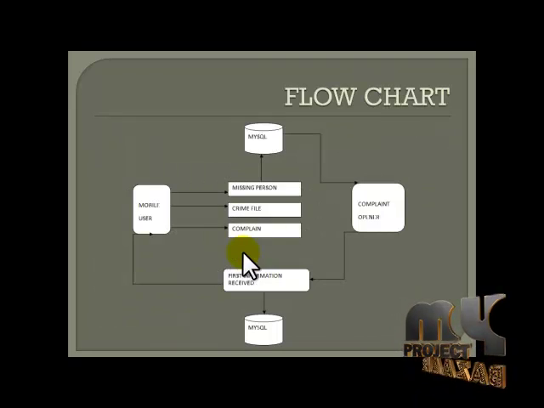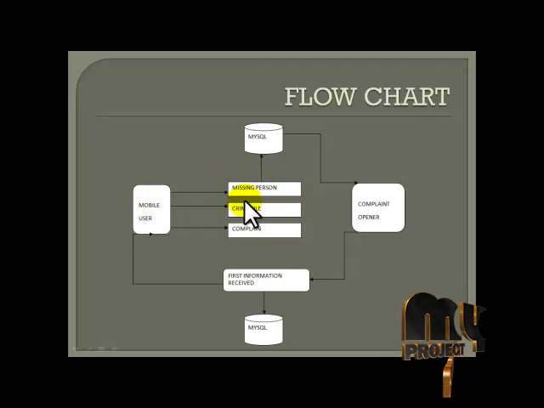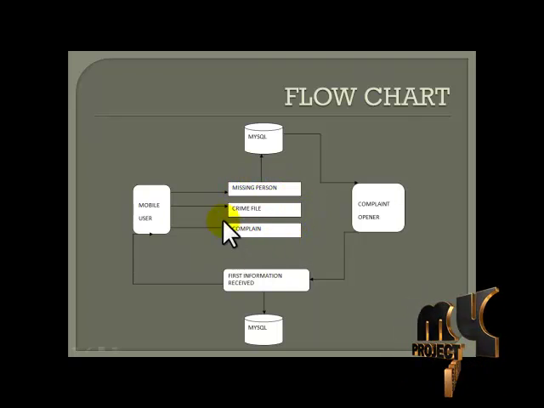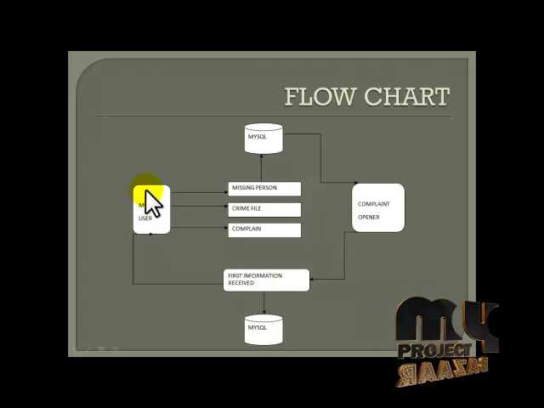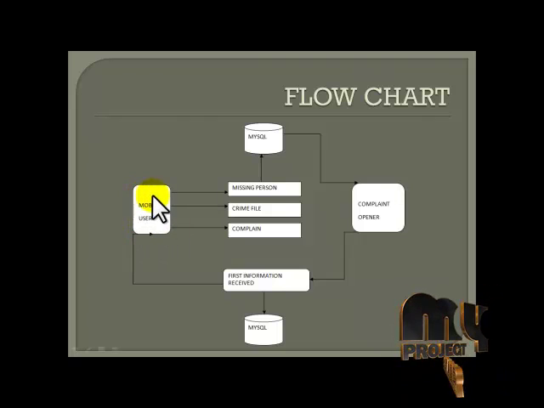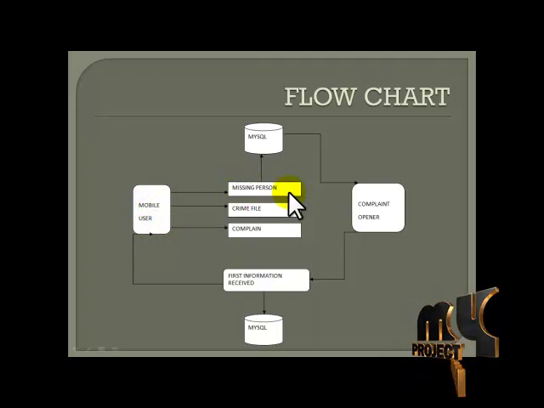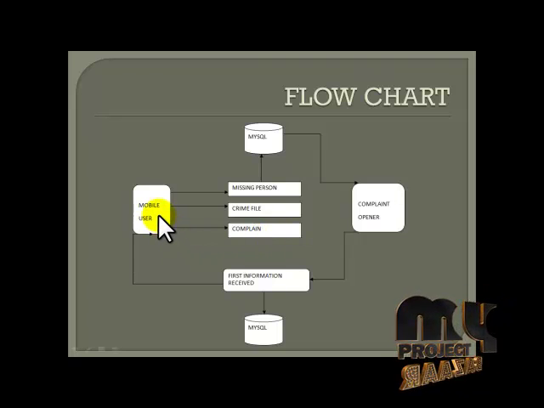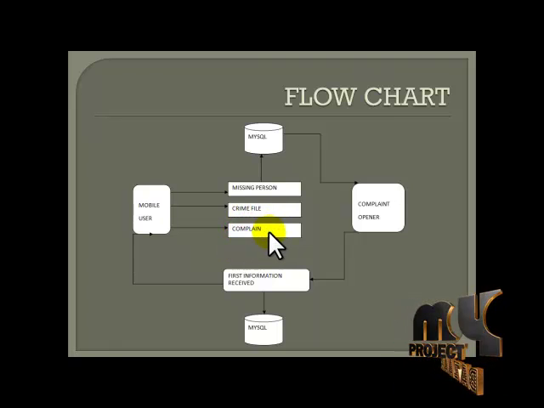Let us see the flow chart. First, the mobile user handles the missing persons, the crime files, and the complaints. These files are for the public users. The mobile user uses only an Android mobile, and the application is provided to Android mobile users. It gives access only to missing persons, crime files, and complaint registration. The mobile user's details are not known. When registering a complaint or missing person file, we use the mobile user's information.